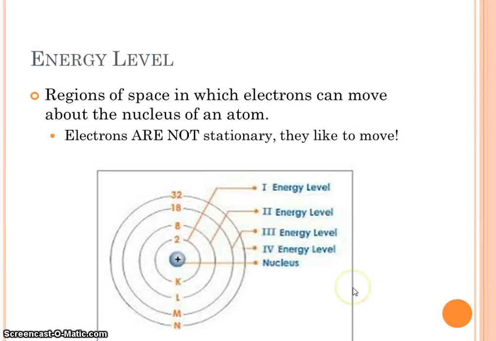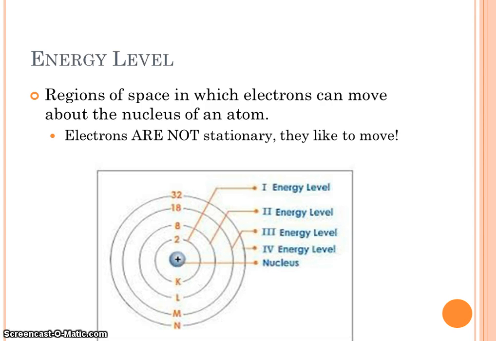Okay. The next one is energy level. So energy level is a region of space in which electrons can move around the nucleus of an atom. So remember, in the nucleus we have the protons, which you can see there by a plus sign, and then we have neutrons also, which aren't represented here. But it's basically just telling you that the nucleus is overall positive, which we talked about in class 2 days ago. And its energy levels represent where electrons can move.